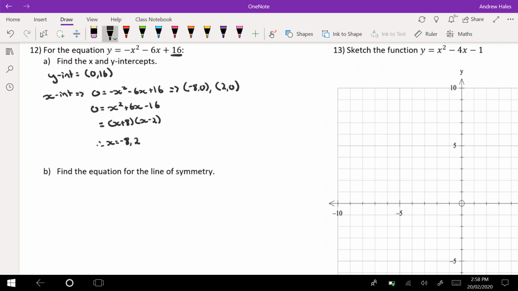The equation for the line of symmetry, well, the line of symmetry has equation x equals negative b over 2a. My b is negative 6, my a is negative 1. So that's going to be negative 6, so positive 6, over 2 times negative 1, which is negative 2, so negative 3. Therefore, the line of symmetry has equation x equals negative 3. Alright, and I'll label these as well.